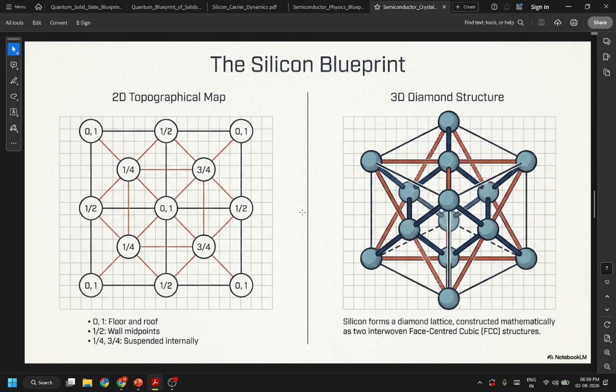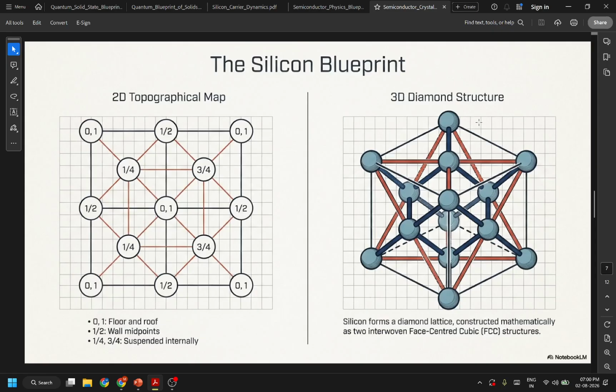And now, how to read the position of an atom in a cubic cell: we can understand it as in the 2D map. The corners will be considered as 0 or 1, so they are the floors and the roofs, the corners. Half can be considered as midpoints of the wall, and 1/4 or 3/4 are positioned internally at midpoints between the wall and the 0 and 1.